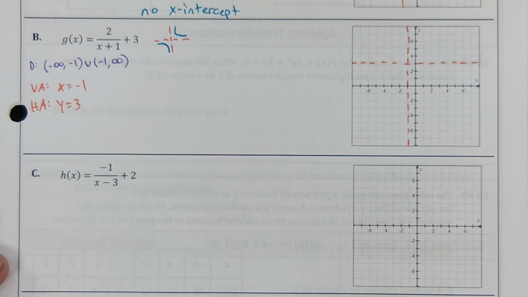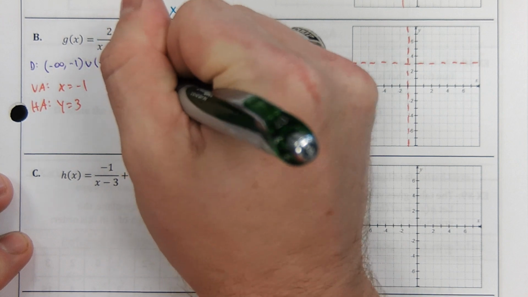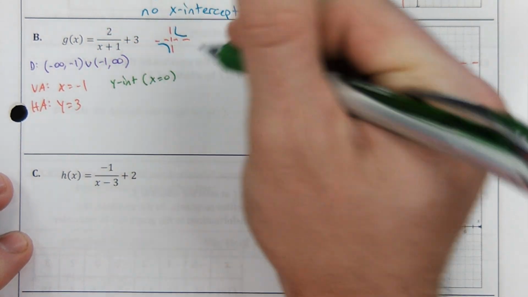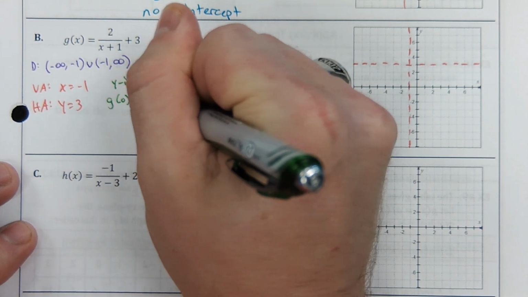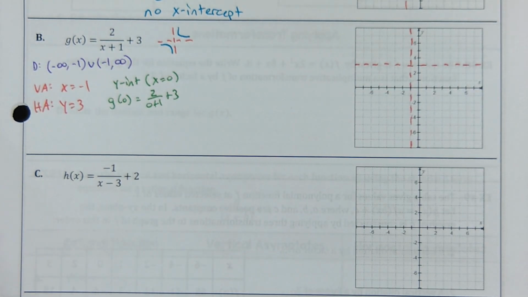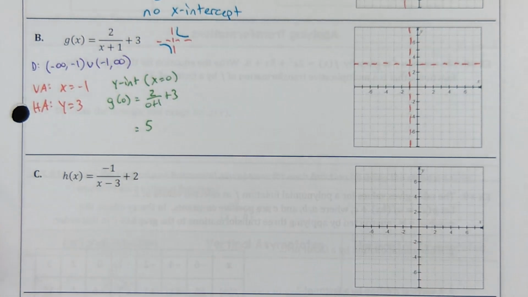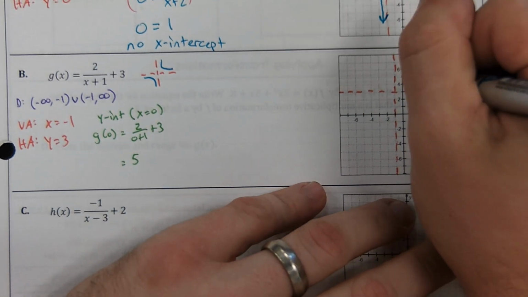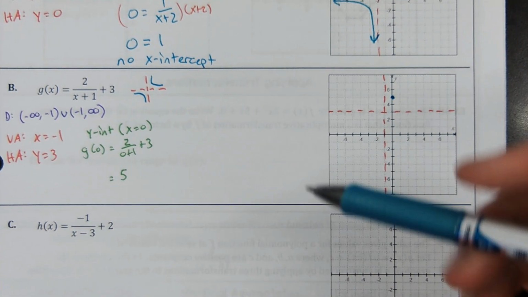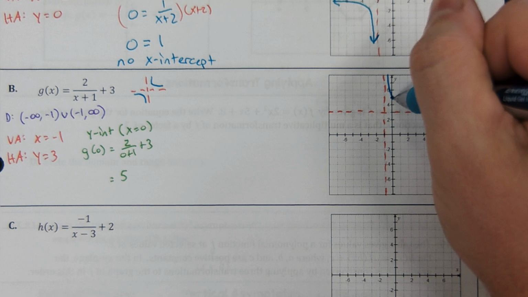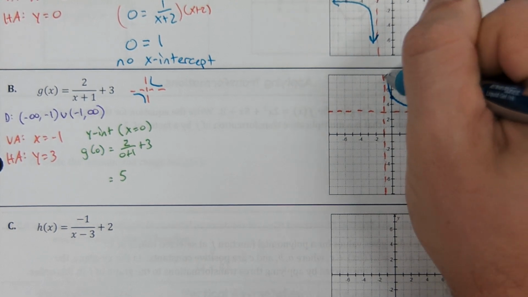Like I said before, finding the y-intercept is really, really easy. Anytime you want to find the y-intercept of any graph, you just let x equal 0. So let's figure out what g of 0 is. It's 2 over 0 plus 1 plus 3. That's 2 plus 3. Oh, that's 5. My y-intercept is at positive 5. I already know that this is the shape up there, so I'm going to go ahead and draw that in.